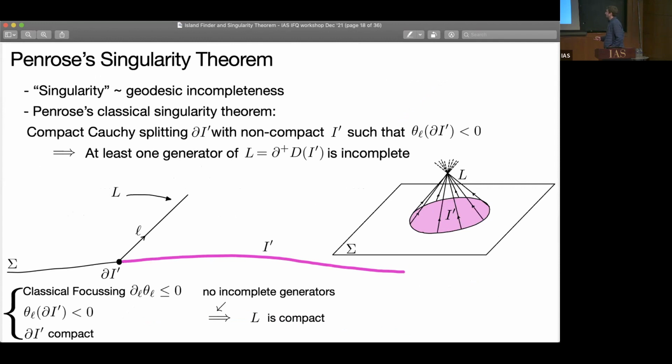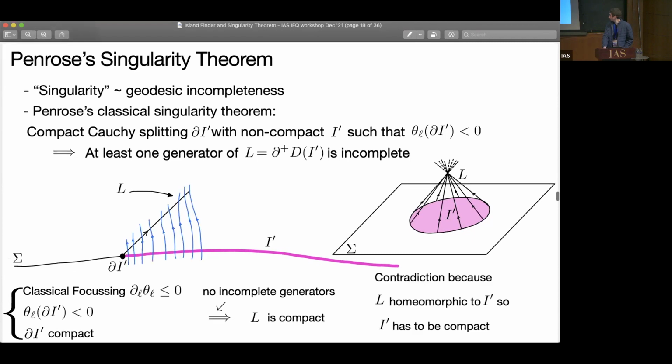Really roughly, the way the argument goes is that you first assume that no generator is incomplete. Combined by Raychaudhuri's equation and classical focusing, initially contracting null congruences reach focal points within a finite range in affine parameter, past which they cannot be part of L. In this picture, I've drawn one simplified case where they all go to the same focal point. That ends up implying, together with the fact that the boundary of Σ′ is compact, that L itself is compact. But that gets to the following contradiction.